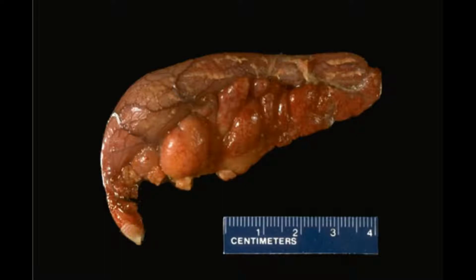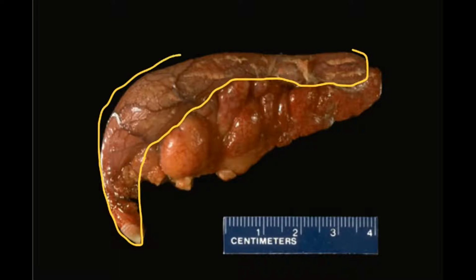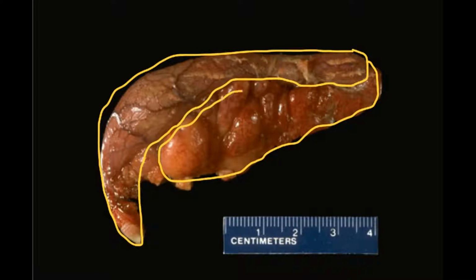Okay, so the first thing to notice is that the appendix is actually just this area right here. And then attached to the appendix is some fat called the mesoappendix. But what you notice is that the whole thing appears red and inflamed. And these white portions right here, these are the exudates.